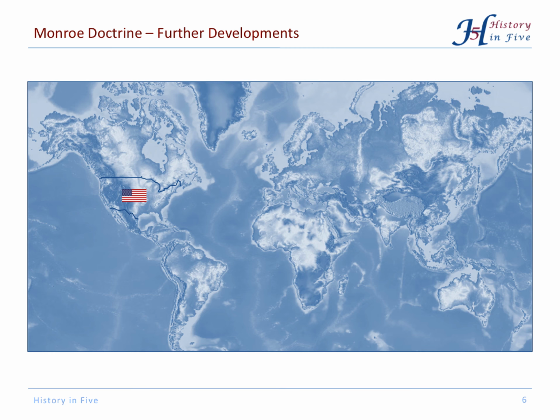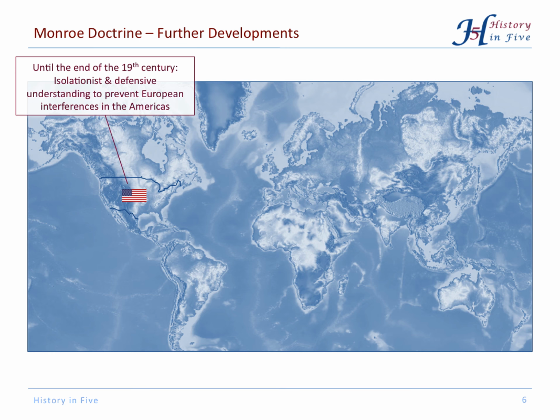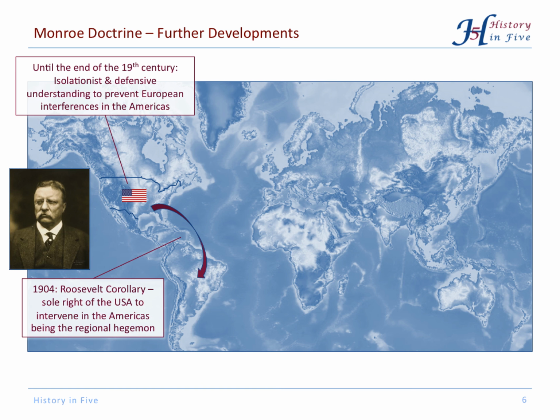Further developments. Firstly, for around 80 years, the Monroe Doctrine was understood purely defensively, just to keep Europeans out so that the US could expand. Then Roosevelt, beginning of the 20th century, saw the Monroe Doctrine as the basis for American policies. America is the hegemonial power and has the right to intervene in the Americas.